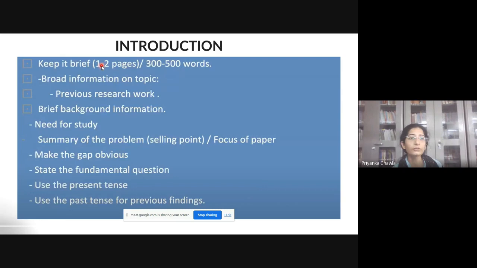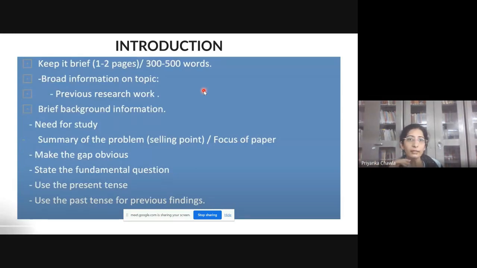So how to write the introduction? Your introduction should be 1 to 2 pages. It should be 300 to 500 words. It should talk about the previous research work and the background information related to your study. It should cover the need of the study. Need means the significance or rationale of the study. It should mainly highlight the problem. The problem should be focused. What is the problem of the study?